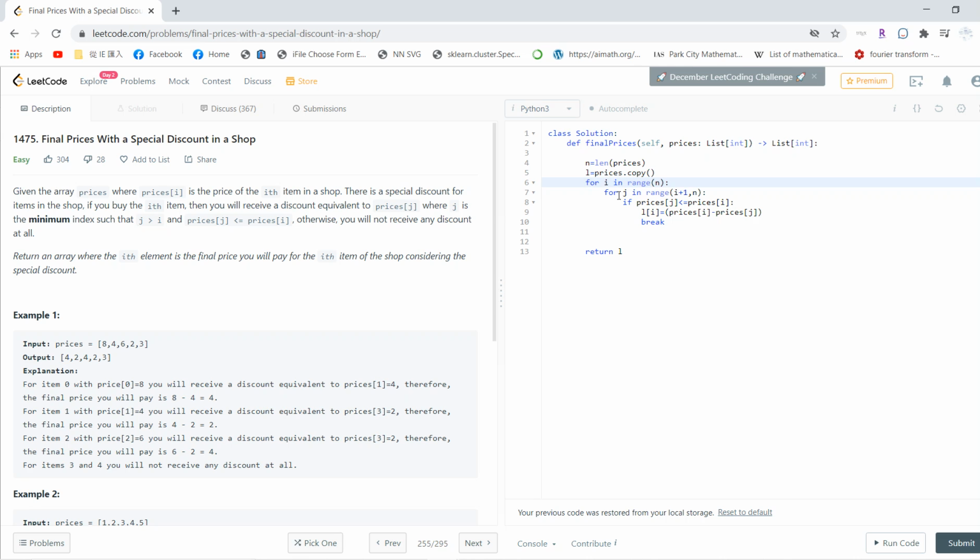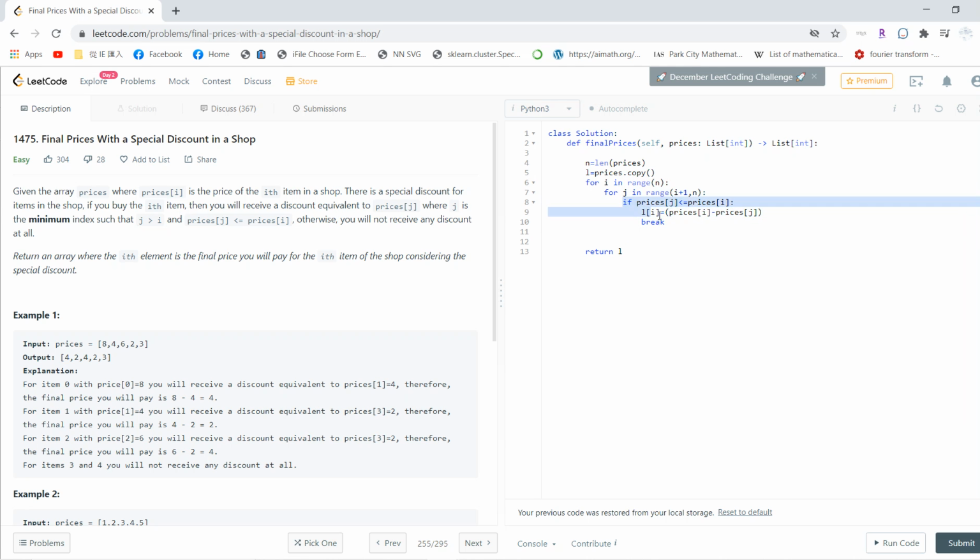So for i ranging over n, and then for j ranging from i plus 1 to n, this j means that I look at the list after i. If price j is less than or equal to price i, then I just update l[i] to be price i minus price j, and I break this loop. That means we don't have to do anything more.